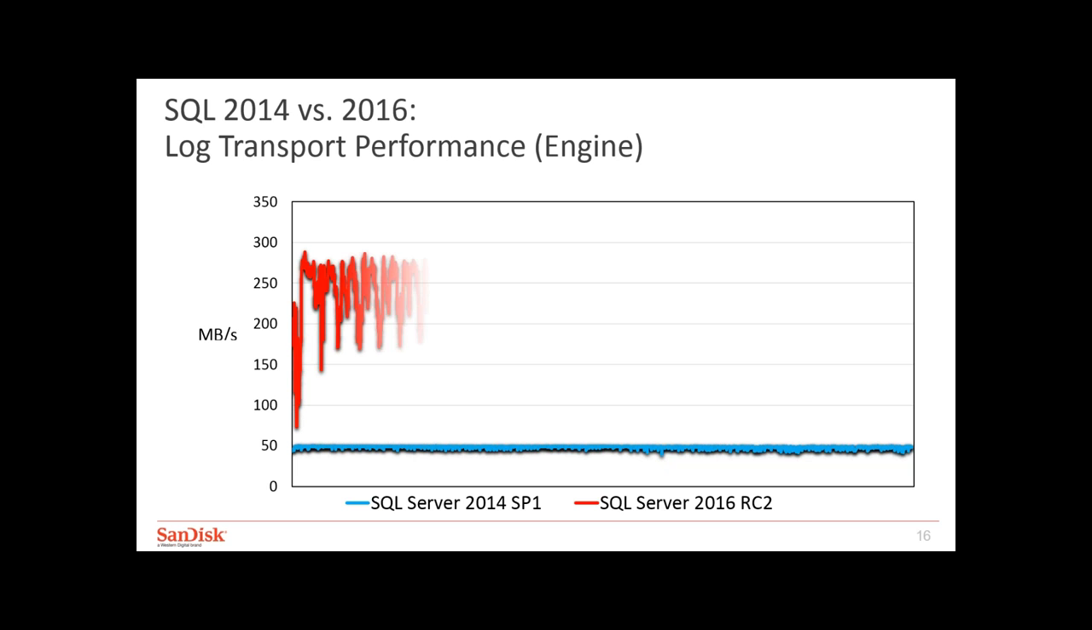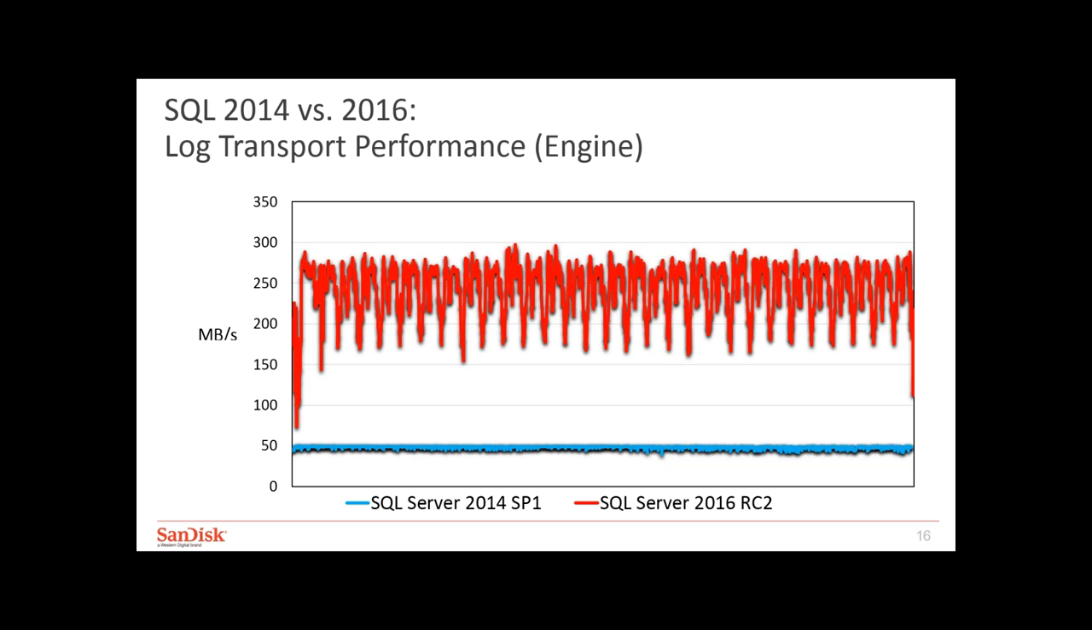Whereas, by installing 2016, and again, this is non-Hekaton, this is the conventional engine, the SQL Server we generally know and love, because not too many of us are using Hekaton in production yet, we're getting a quarter gigabyte across the wire. So again, same hardware, just different versions of SQL Server. We increased log transport performance by a factor of 5.